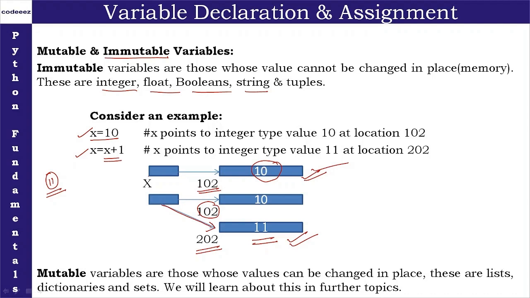Simply, let us understand with an example of another language. Suppose it was the language C. In C, what would happen? The moment we write x equals 10 in C, what happens?